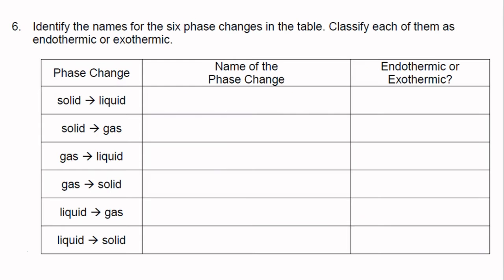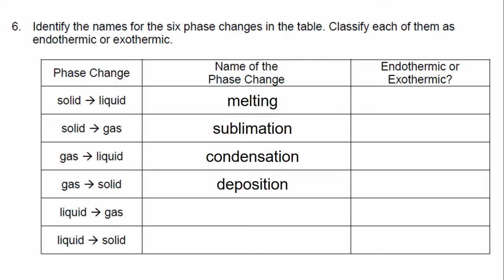In number 6, we are simply identifying a phase change and then classifying each phase change as endothermic or exothermic. You know these vocabulary words. Solid to liquid is melting. Solid to gas is sublimation. Gas to liquid is condensation. Gas to solid is deposition. Liquid to gas is evaporation, and liquid to solid is freezing.